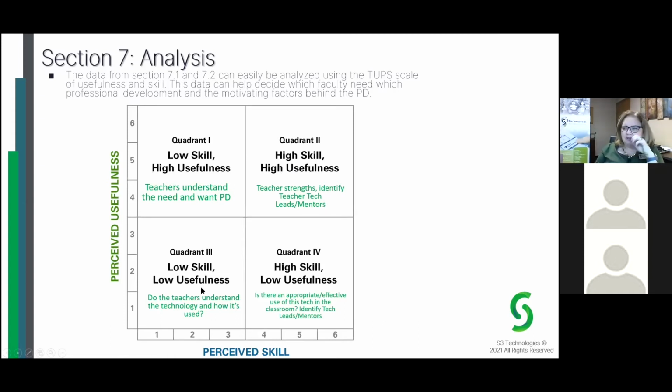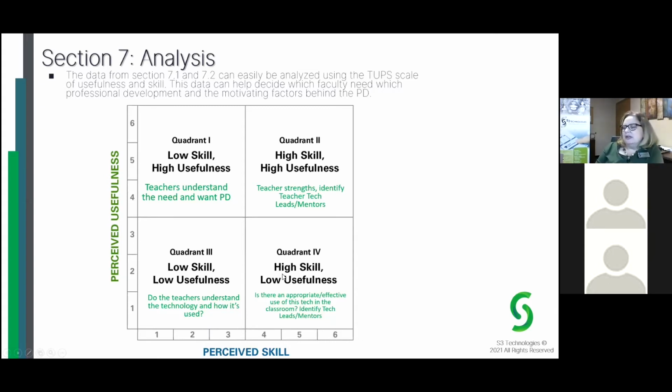Quadrant 3, the low skill, low usefulness. This is where we need to really look and see, do the teachers understand even how this technology could be used? So this is going to be more of a heavier lift because they're not going to see a point to the training and they don't have a lot of skills in it. So that's going to be more of a pedagogy, more of the background of why and how to use the technology as well as the actual technology itself.